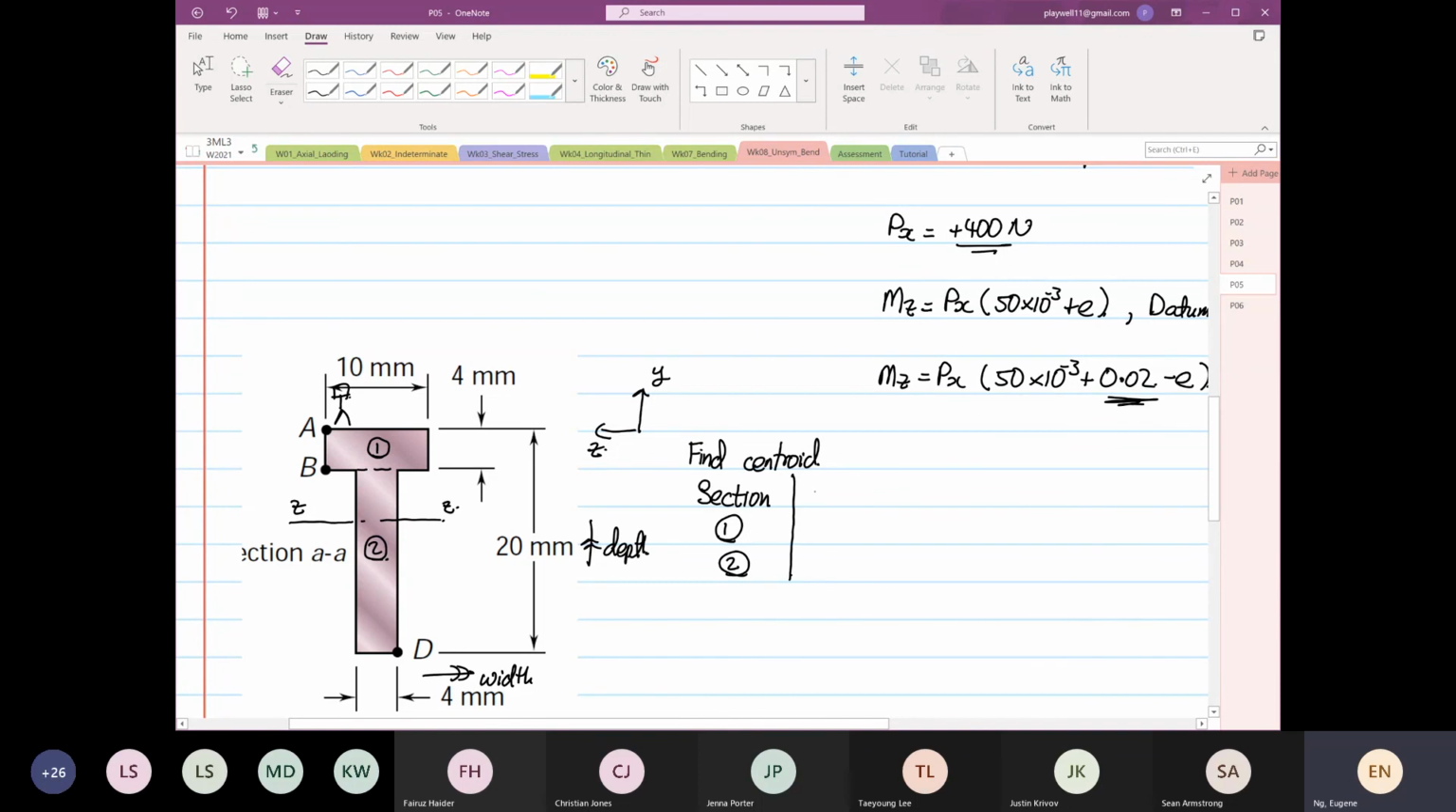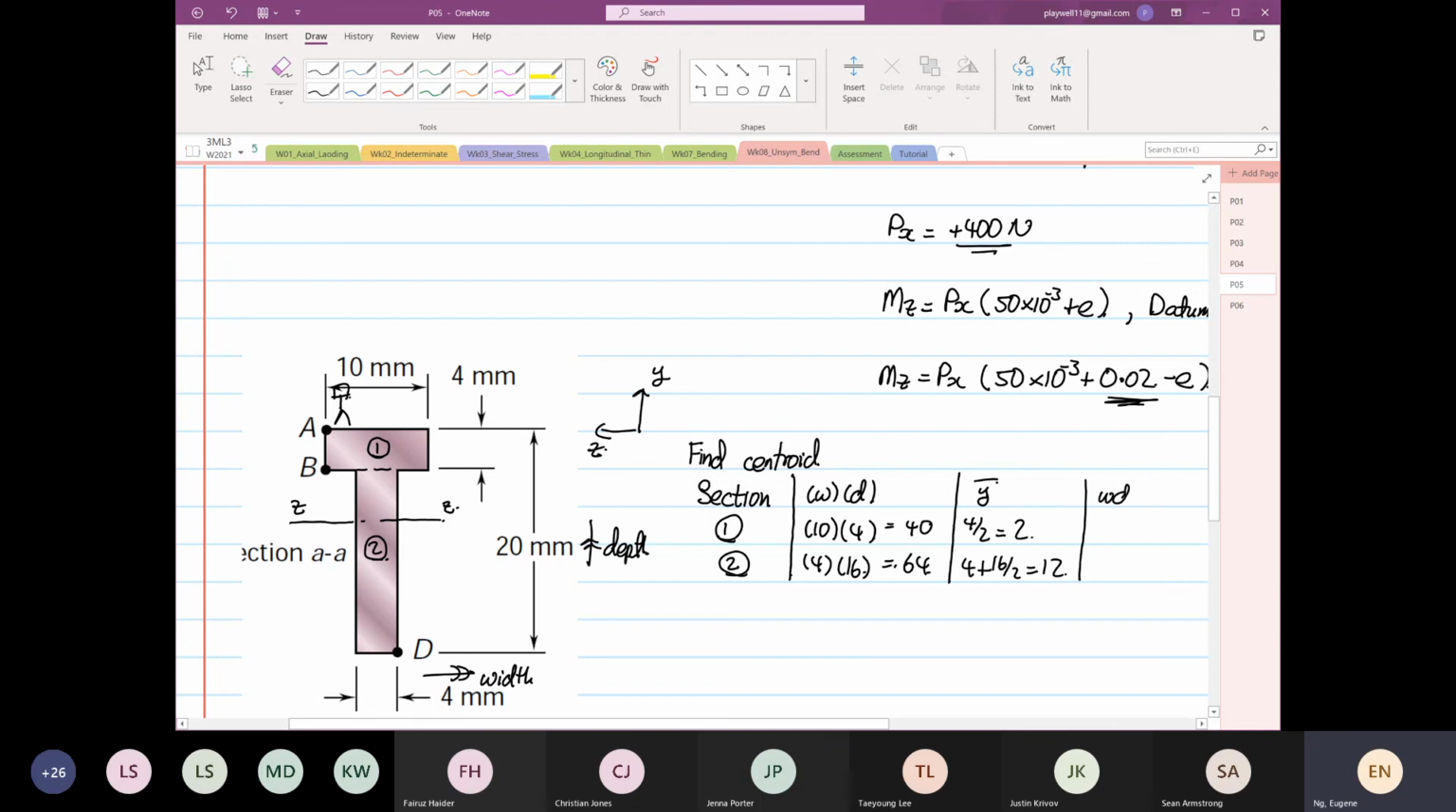So the area will be width times depth. For the top one, the width is 10 and the depth is 4. For the bottom one, the width is 4 and the depth is 16. So 10 times 4 is 40, and 4 times 16 is 64. Then we have our y bar. For the top it's 4 divided by 2, which is 2. For the bottom it's 4 plus 16 divided by 2, which is equal to 12.